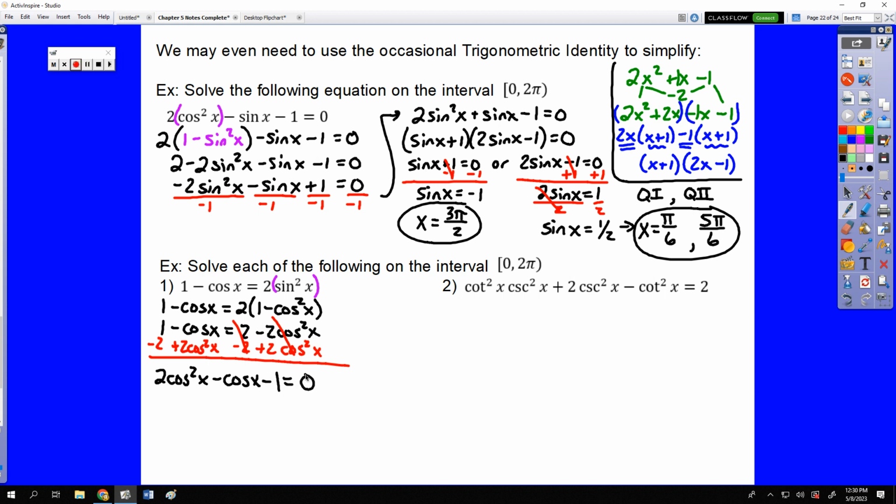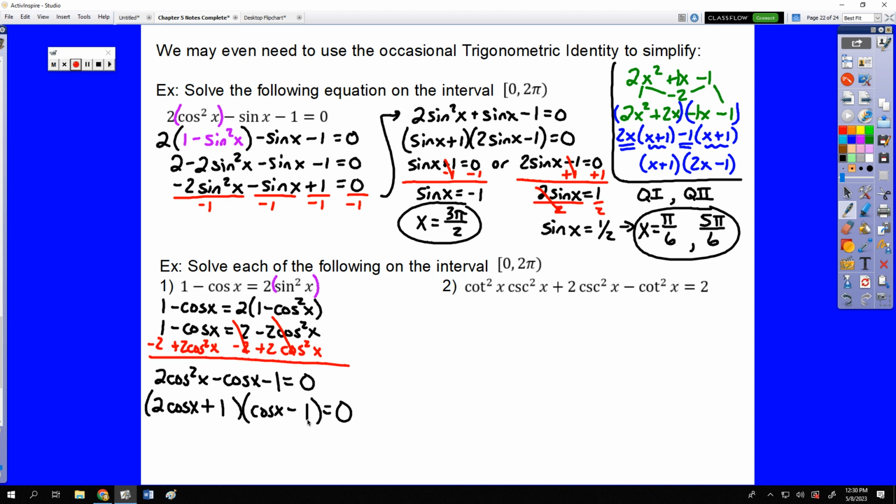Similar factoring to what we saw up above. The only difference is that the signs will be different. That factors into 2 cosine of x plus 1 and cosine of x minus 1.